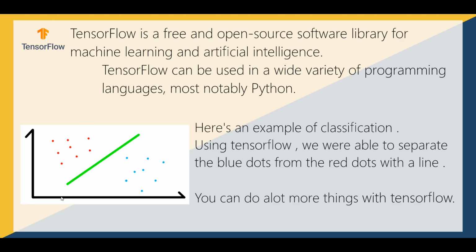You can use other machine learning libraries, such as PyTorch. So here is what TensorFlow does. It will plot, for example, this line to separate the red dots from the blue dots. You can do a lot more things than that, but this is the basic idea. It does recognize the red as red and the blue as blue. There is a difference between them, so it separates them directly using a line.